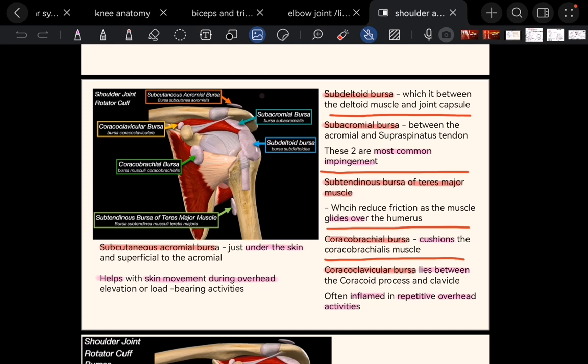Lastly, we have the subcutaneous acromial bursa. Now, this bursa is found just under the skin, above the acromion, and it helps to move the skin during overhead elevation or loaded weight-bearing exercise.